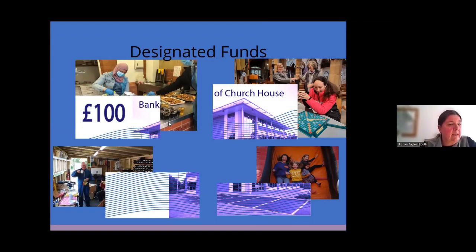So, if we had applied £25 to the drop-in kitchen, and actually we only spent 20 quid, we can then say, well, we'll just spend the £5 on children's ministry. We'll just add that to a different pot. We don't have to hold that £5 until we get more money so that we can do more mission in that area.